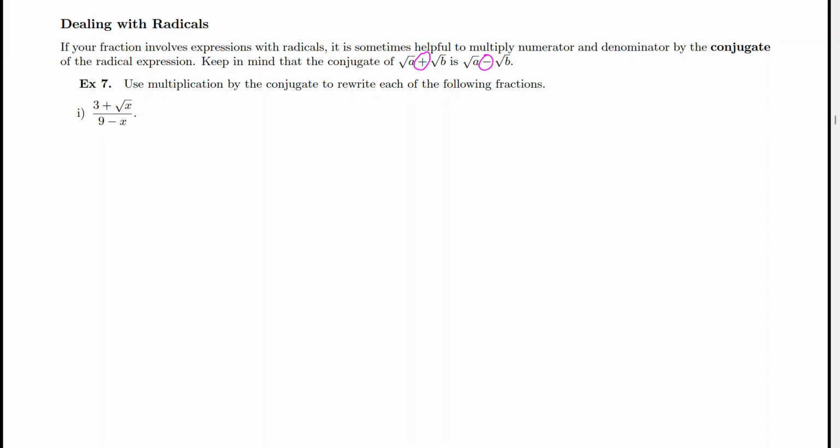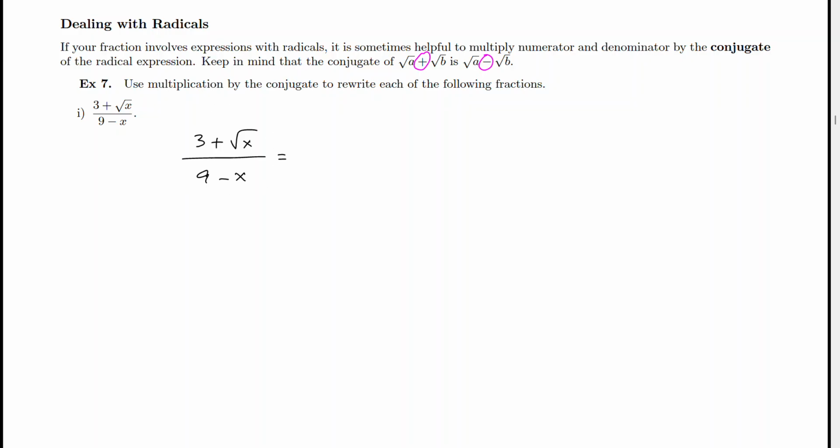And so typically speaking, when you do this, it's during the process of what we call finding the limit. But for now, we don't have limits. We don't know what that is. So for now, we'll just practice how to do this process with some random numbers, in this case 3 plus square root of x divided by 9 minus x. The question here will be to use multiplication by the conjugate to rewrite each of the following fractions. In the future, the question will be different. It will be just find the limit of something, and then your expression will have some kind of radical in it, and you'll have to remove the square root.